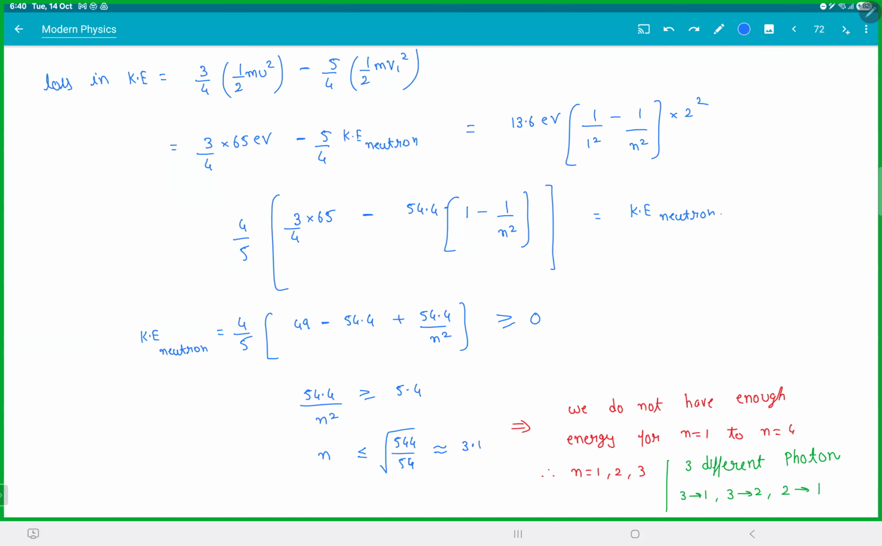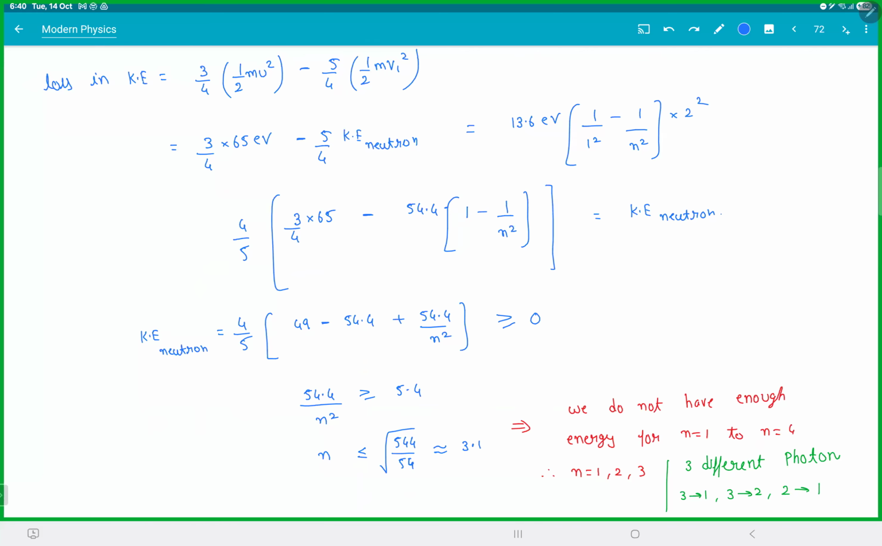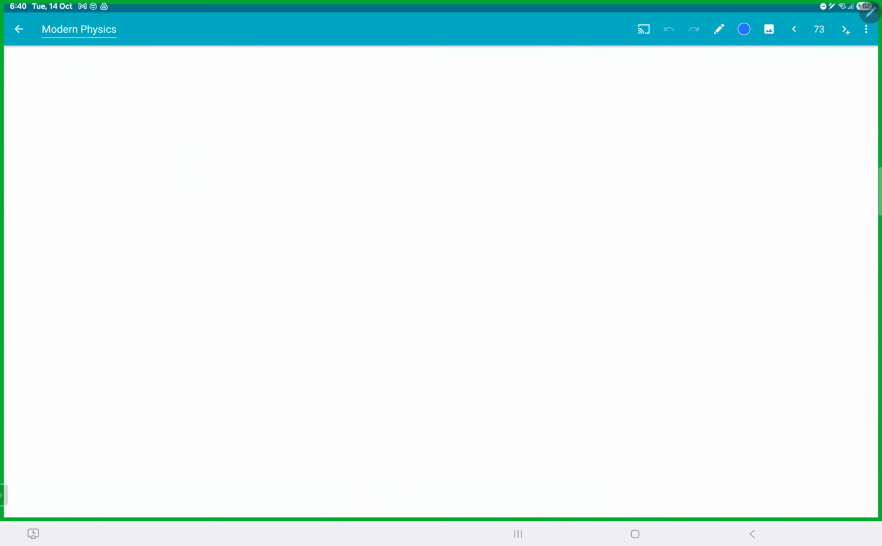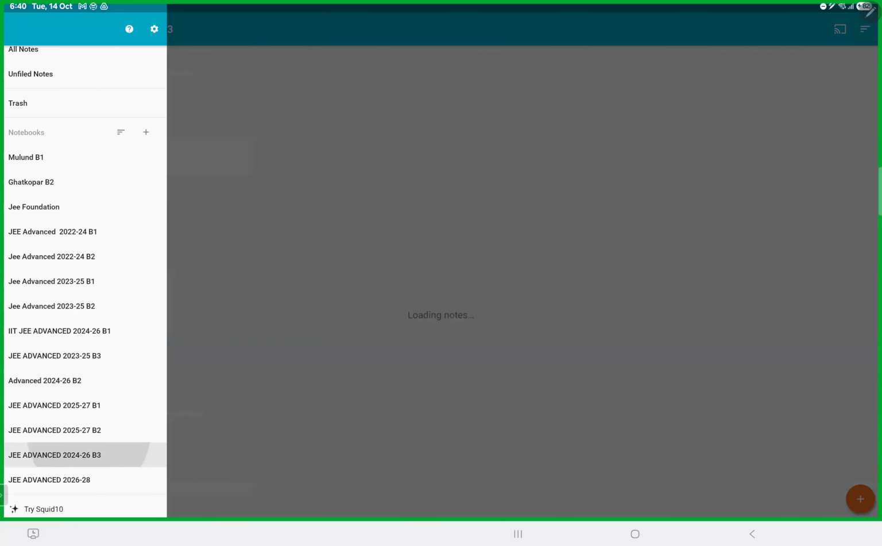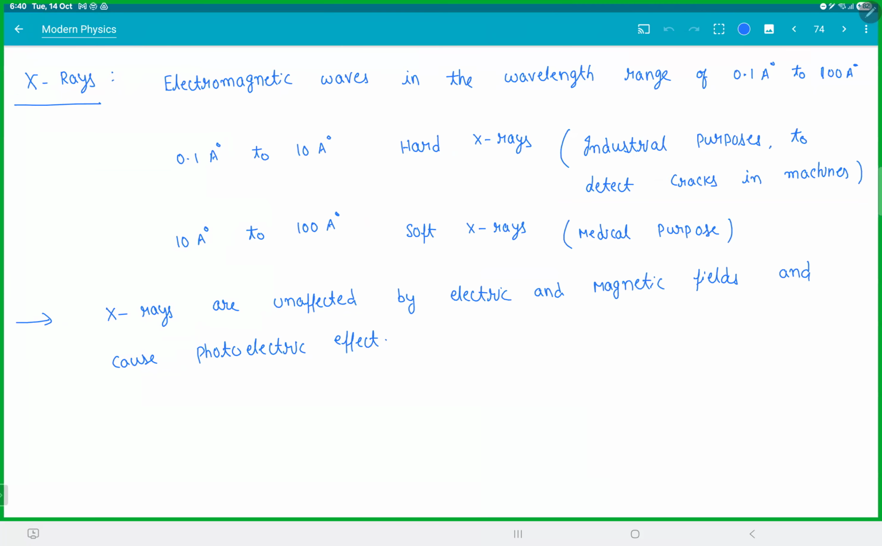Play with this. So that's your Bohr's theory. Like I said, Bohr's theory and photoelectric effect are the bigger ones. The next thing, X-rays. So let's see. This is boring X-rays theory. This is more theoretical.